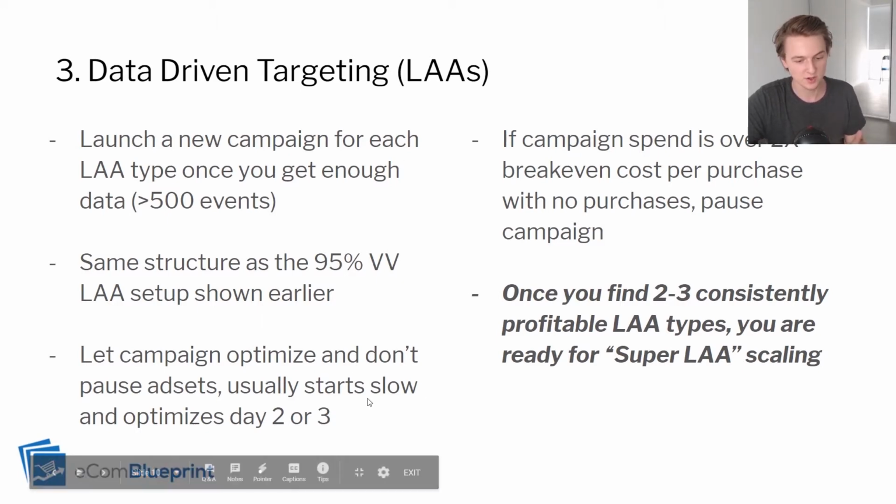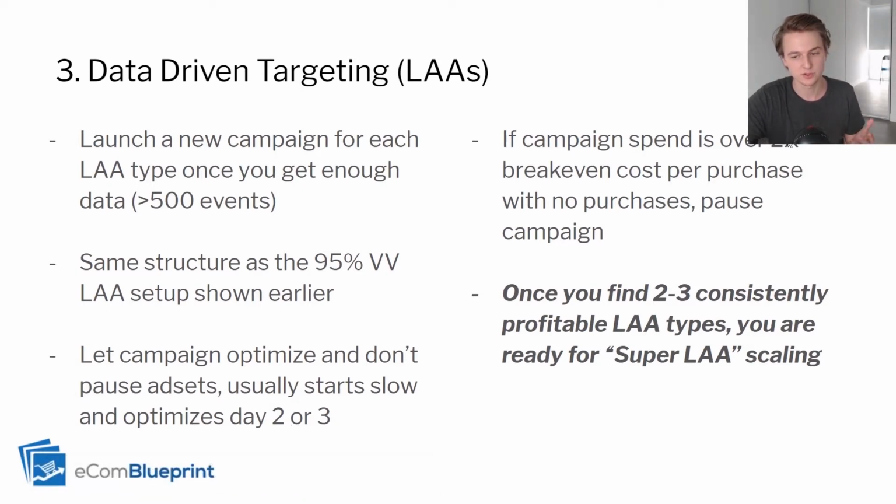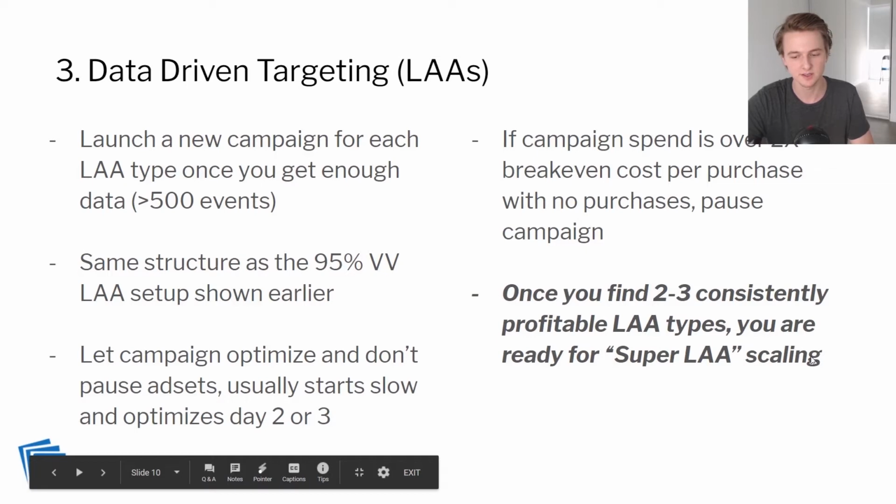It usually starts slow and optimizes on day 2 or 3. However, if your campaign spend is over 2x the break-even cost per purchase and you don't have a single purchase, then you just want to pause the entire campaign. Once you find 2 to 3 consistently profitable lookalike audience types, this is when you're ready for super lookalike audience scaling. And I'm going to teach this later on in the module as well.